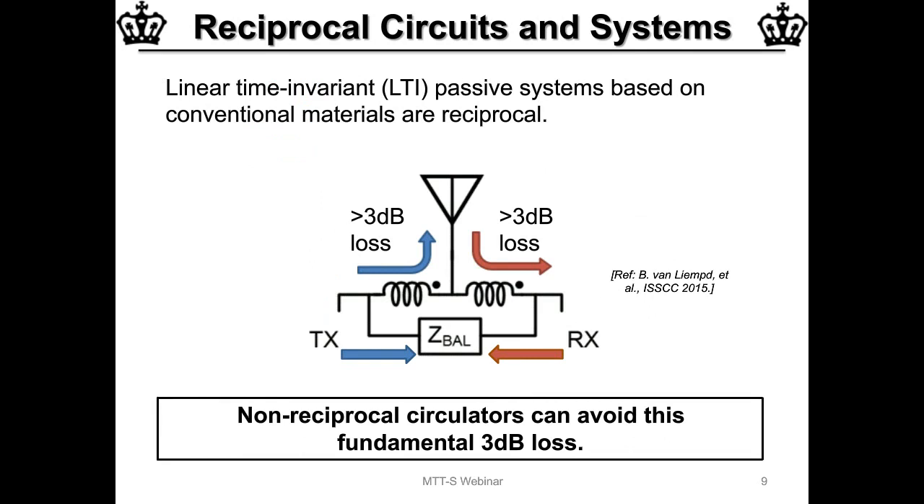So why is non-reciprocity important for that particular operation? If you look at a three-port network that would interface a transmitter and a receiver to a shared antenna, if the three-port network is reciprocal, then fundamentally there has to be at least 3 dB loss between the transmitter and the antenna and the receiver. An example of a reciprocal network that's shown on this slide is the electrical balance duplexer. Using a reciprocal network as the antenna interface for a full duplex application means that you have to take at least 3 dB loss on the transmitter and the receiver side. And so non-reciprocal circulators are useful in that they can allow you to avoid this fundamental 3 dB loss.